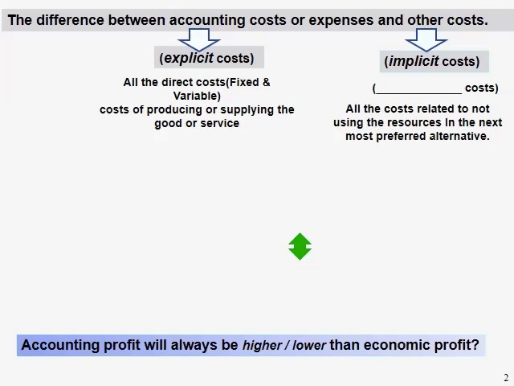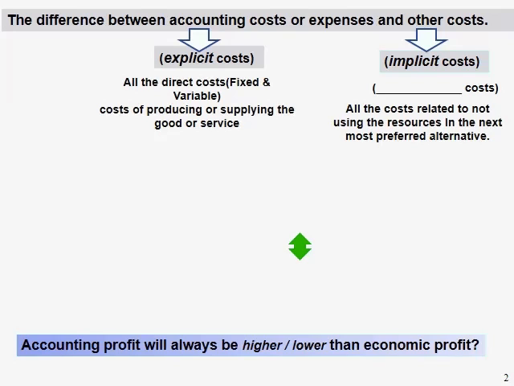Now, our first differentiation of costs into two groups is going to be that accounting costs are not the same as economic costs. Even though economic costs include accounting costs, there are other costs that are also added. So in this way, economic costs are always going to be greater than accounting costs. So we use two terms, explicit and implicit.